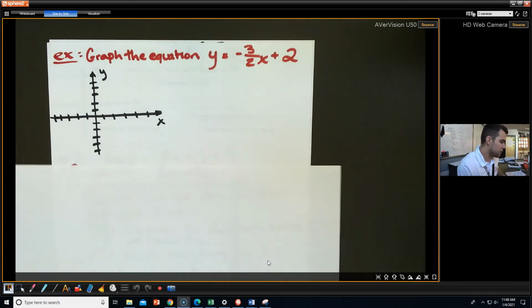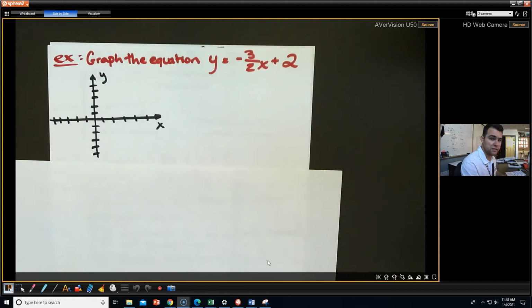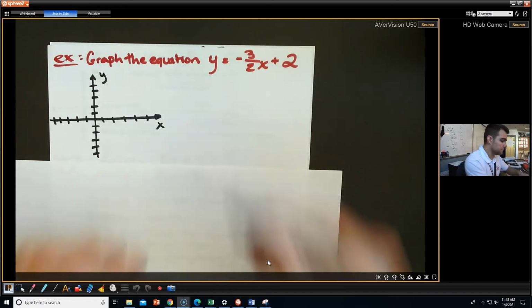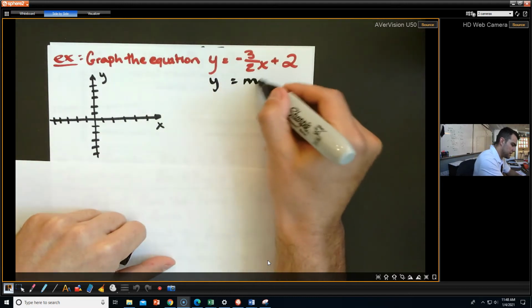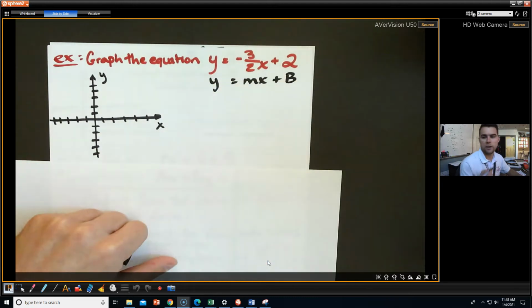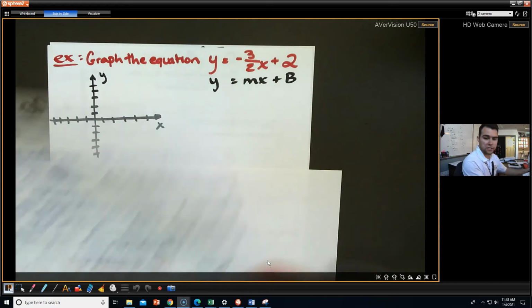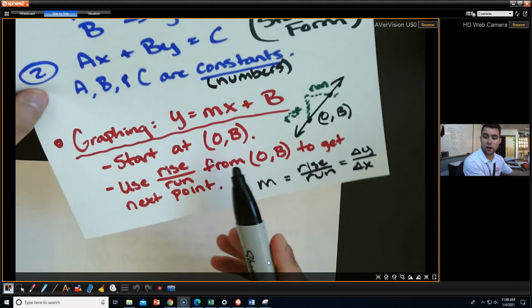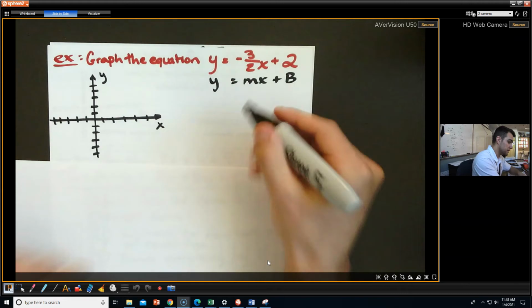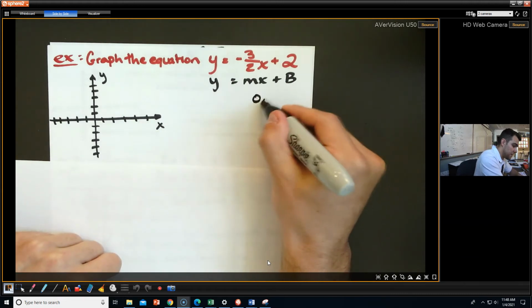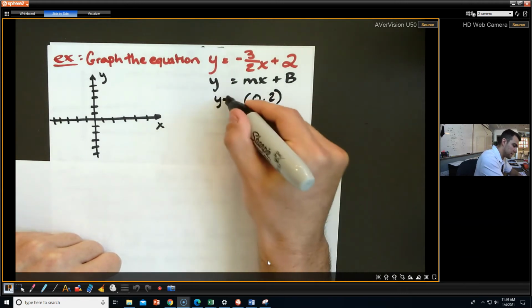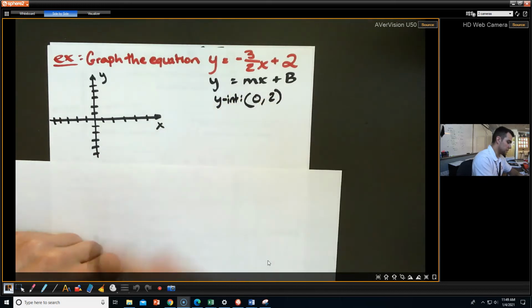So let's graph this guy. Graph the equation y equals negative 3/2 x plus 2. So right off the bat, I know that 2 is my y-intercept. It's of the form y equals mx plus b. And so I know that (0, 2) is going to be one of my points. So that's my first point right off the bat. Okay, that's my y-intercept. And so I'm going to plot that.